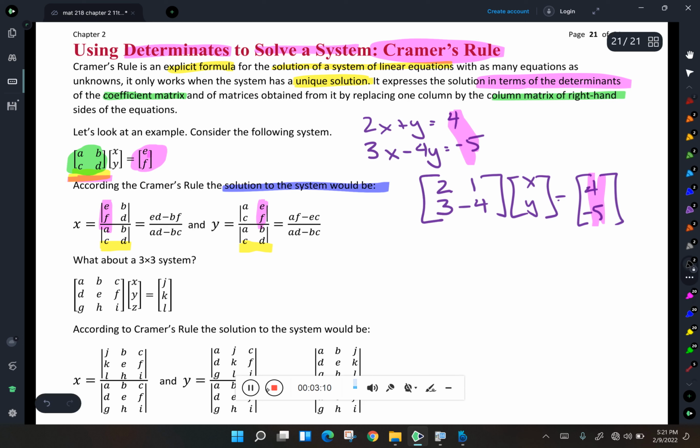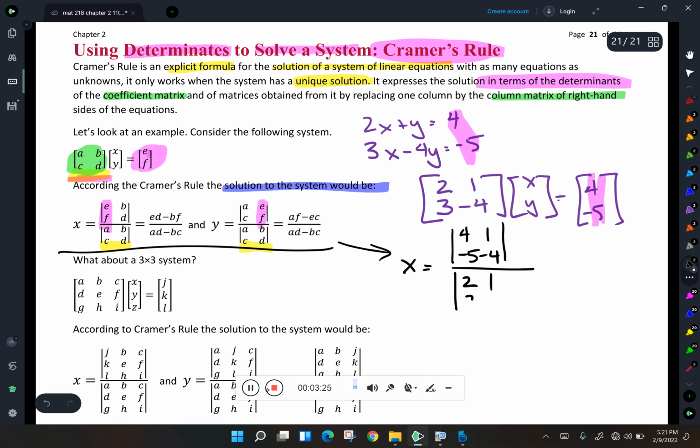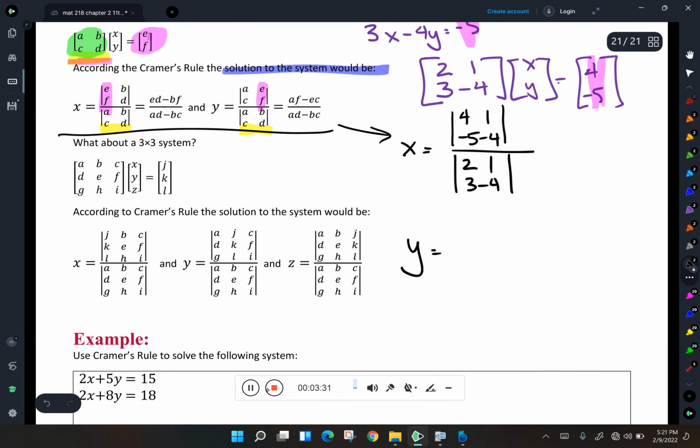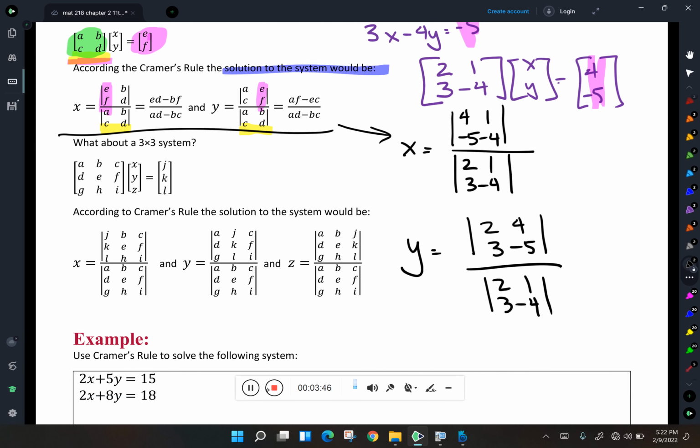So for our example, we would get that x is equal to the determinant of 4, 1, negative 5, negative 4 over the determinant of 2, 1, 3, negative 4. And our y would be the determinant of 2, 4, 3, negative 5 over the determinant of 2, 1, 3, negative 4. And then we would calculate those determinants and find the values.